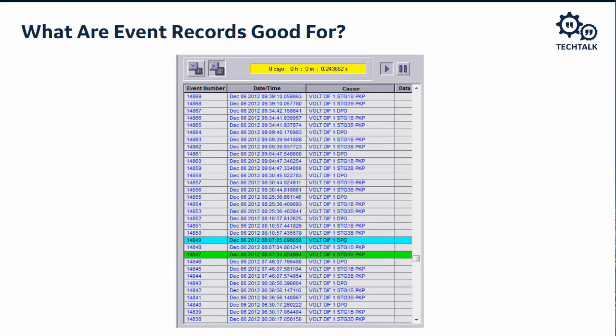So for example, my green trace is where I have pickup of a voltage differential used for a capacitor bank. And the blue highlight on the screen is when that same element dropped out. And then up at the top, the yellow, that 243 milliseconds, represents the time difference between the green and the blue trace. So event records are really good for telling me this thing happened at this time. The oscillography records are a little bit better at telling me what has happened and at figuring out if it should have happened correctly.